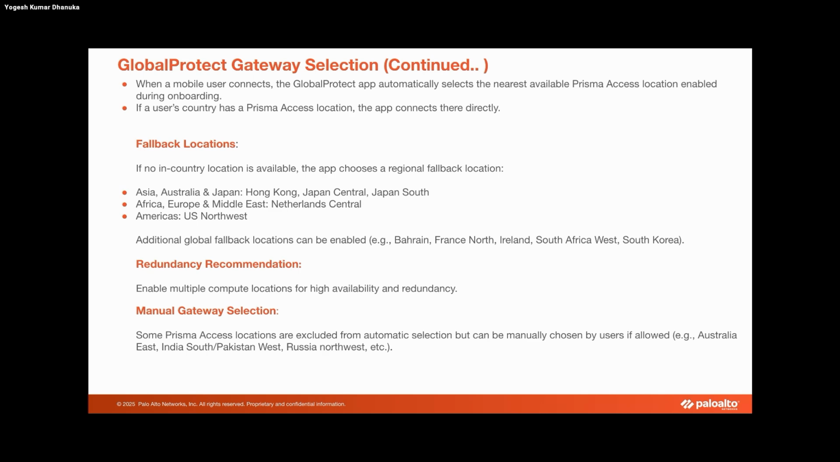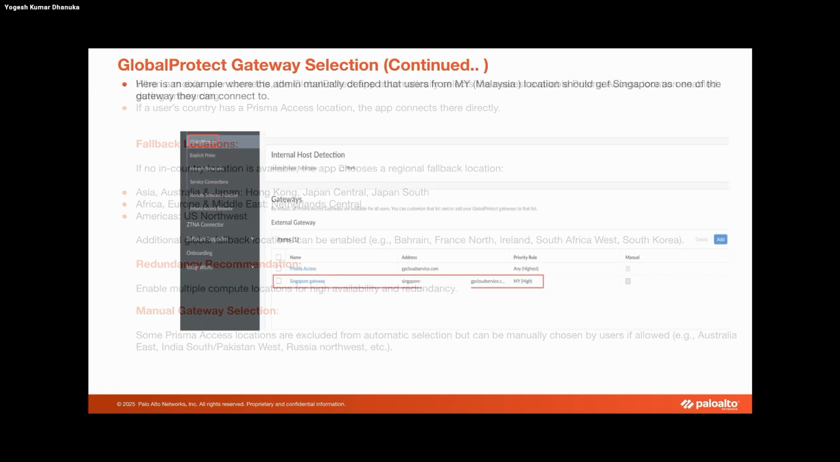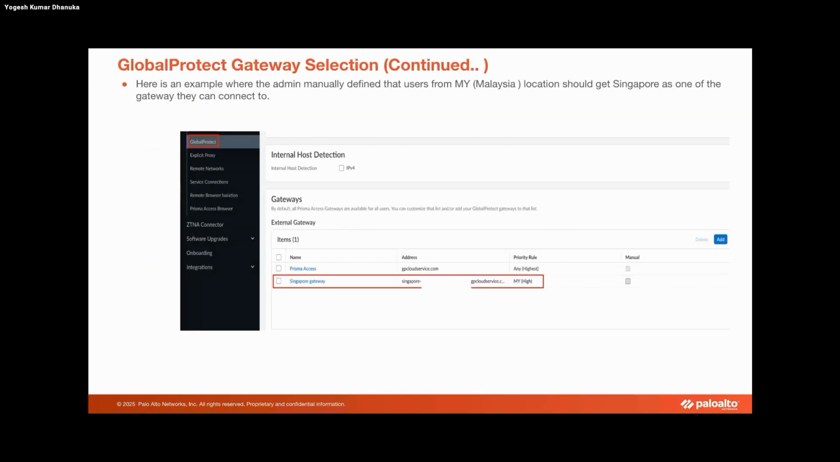Now, in gateway selection, we often see a problem where, by expectation, let's say a user who is in Malaysia does not have an in-country gateway defined in Malaysia, but they have a gateway defined in the Singapore location, which is very close geographically.